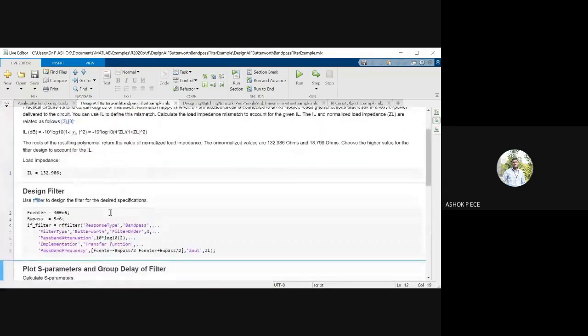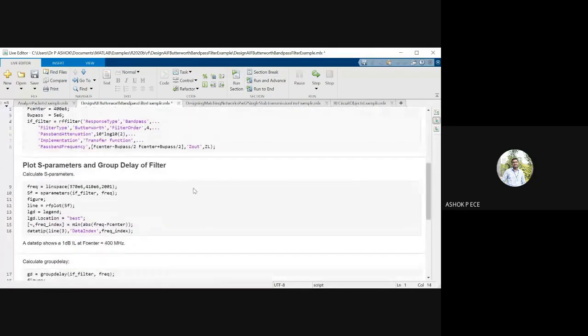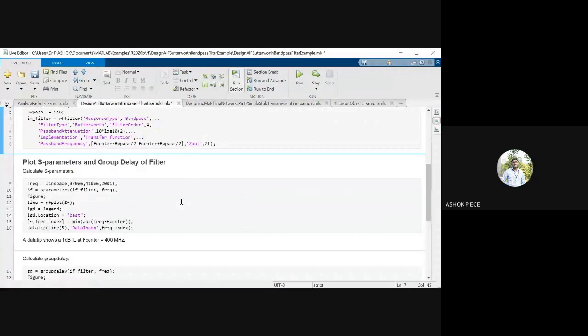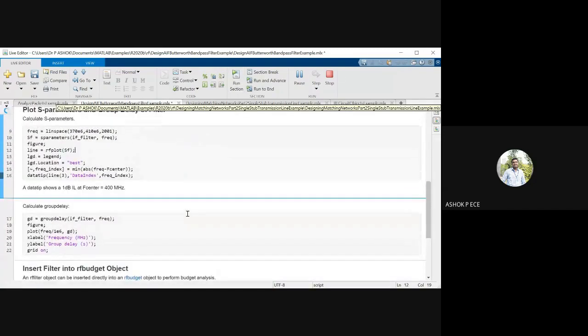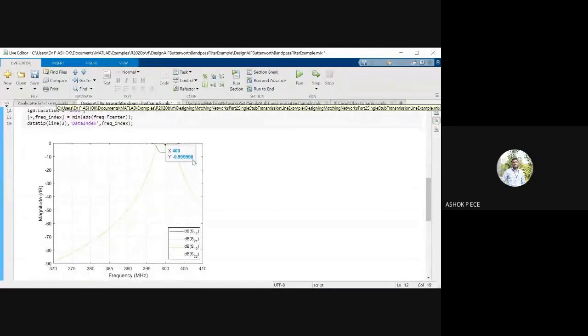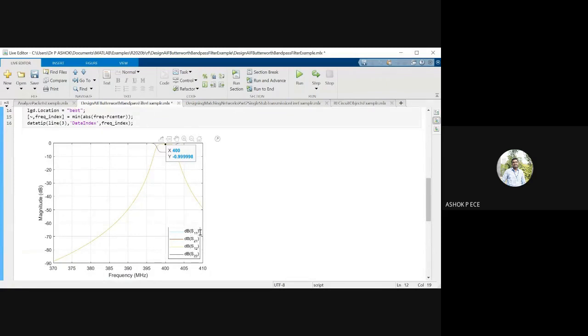I will run this section by section so that you will understand how the filter actually looks. See the frequency response of the filter. S11 is the reflection coefficient in this graph, and S21 is the actual transmission coefficient. At 400, you have close to 0 dB, which is a gain of 1, so whatever you send is transmitted.